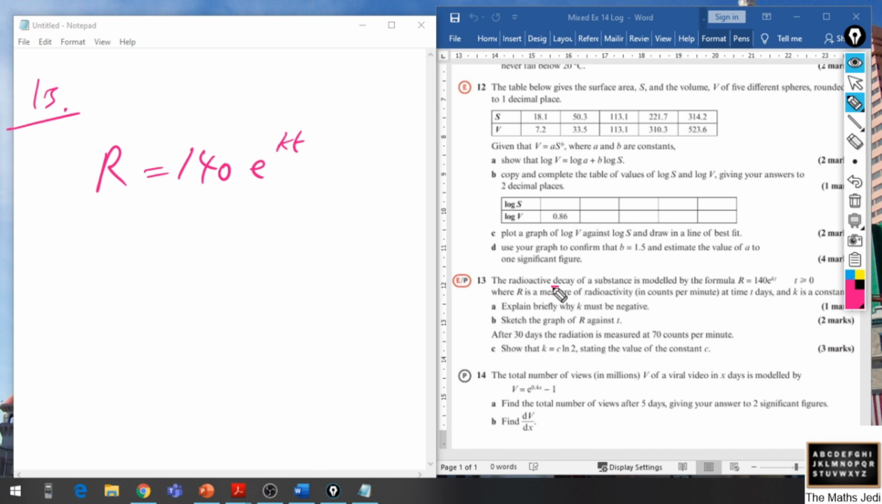That's the answer for that. Decay means it's going downhill, so the exponential graph would look a little bit like that. So when it's decay, it's going downhill, and so you would expect k to be negative.